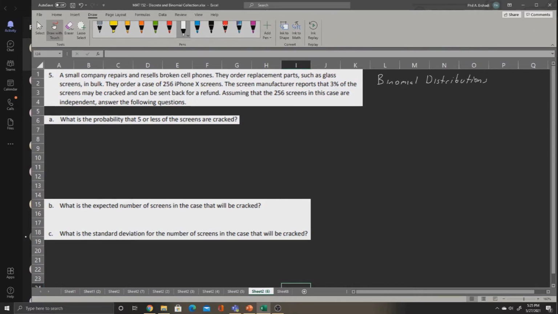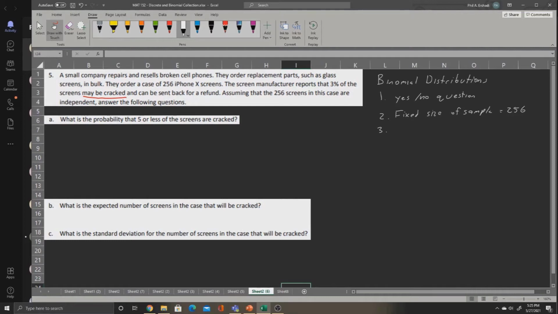Number 1, we have to have a yes or no question to answer. In this case, we can say that our question is, is it broken or is it not? Because the subject of this problem is whether or not they may be broken. Number 2, we have to have a fixed sample size. We do because we know there are 256 screens to check.